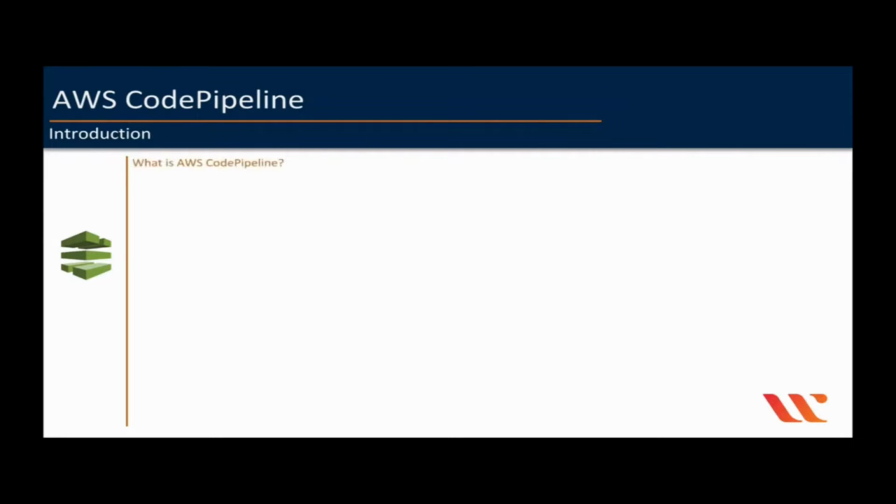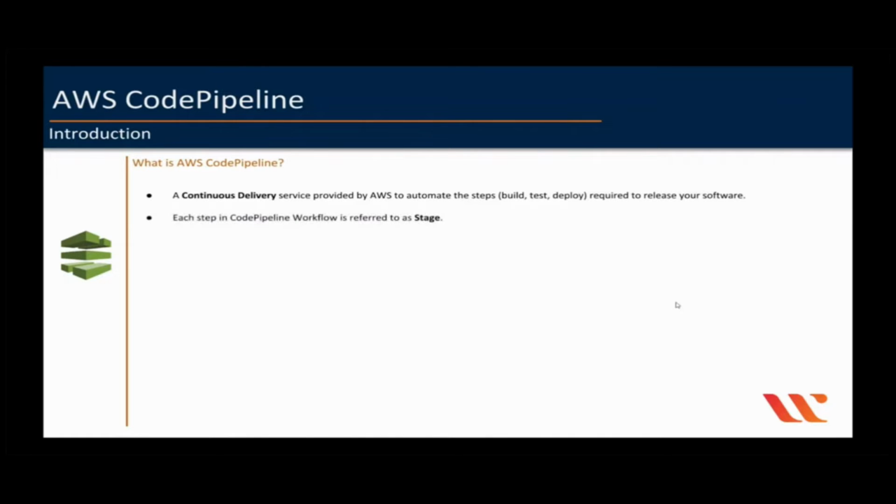AWS CodePipeline is a continuous delivery service provided by AWS to automate the steps such as build, test, and deploy required to release your software. We can build a workflow of different steps involved in continuous delivery or continuous deployment. Each step in a CodePipeline workflow is referred to as a stage. For example, build is a stage or deploy is a stage. These stages get executed sequentially. So if one stage fails, CodePipeline will not transition to the next stage until the stage has been fixed and retried.